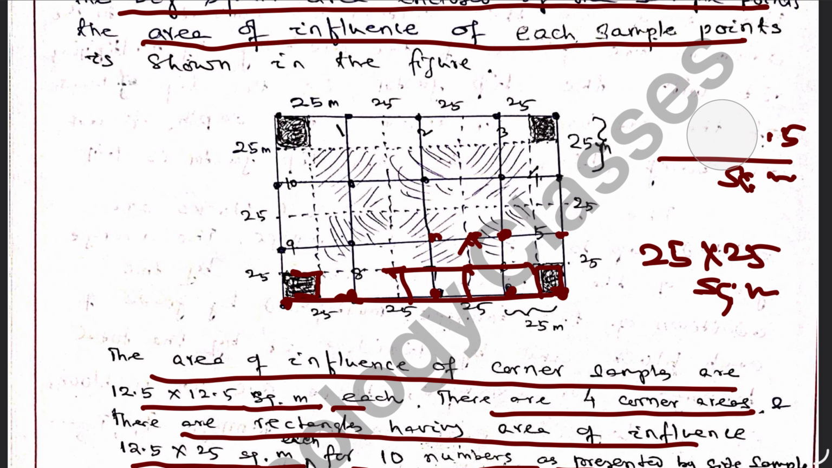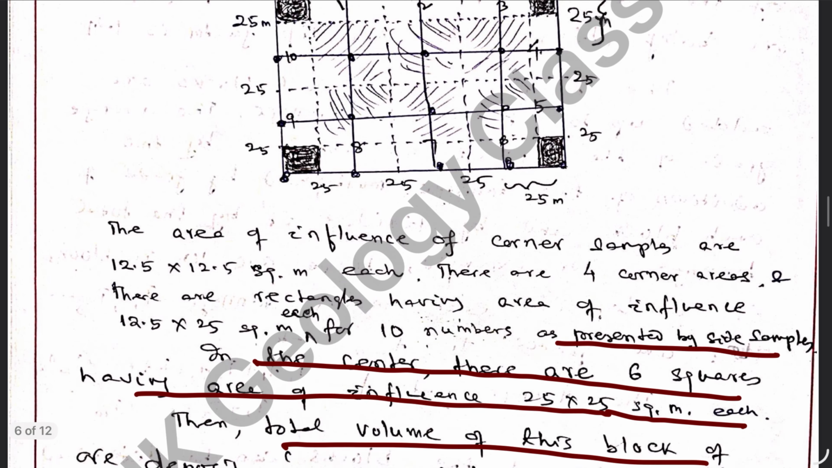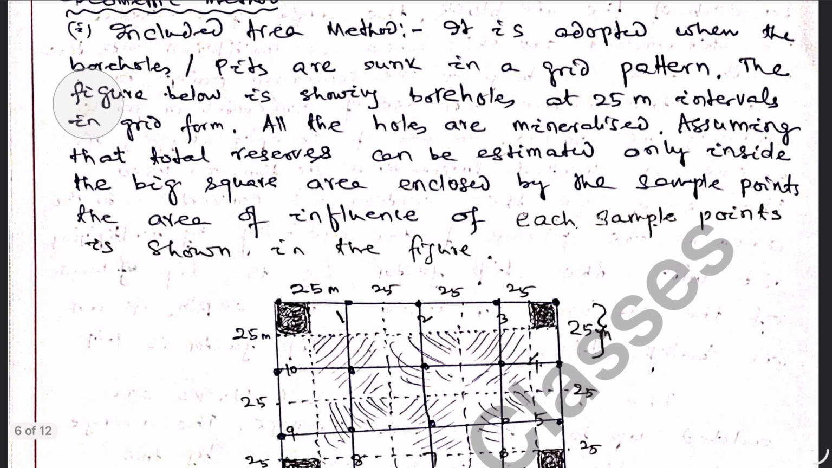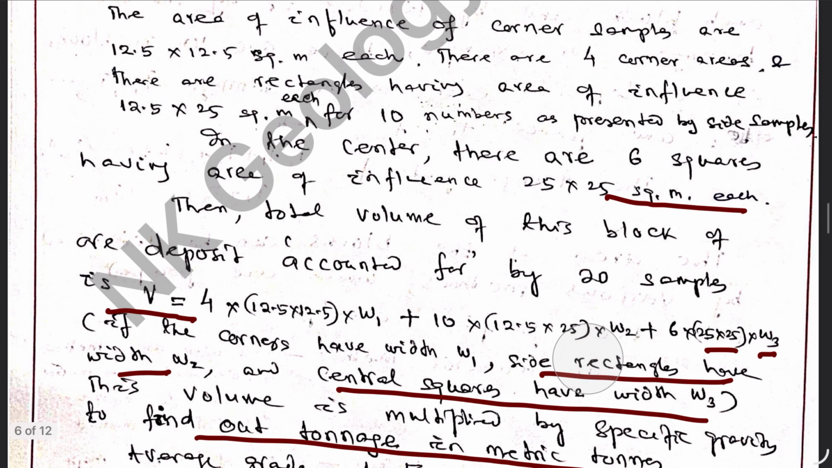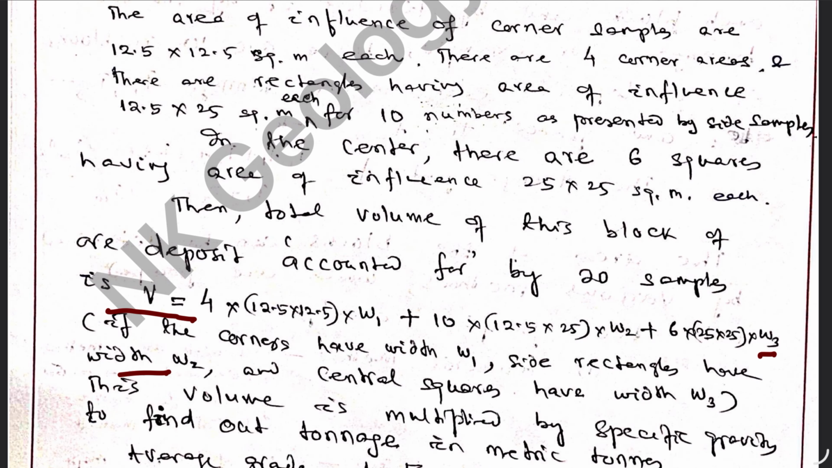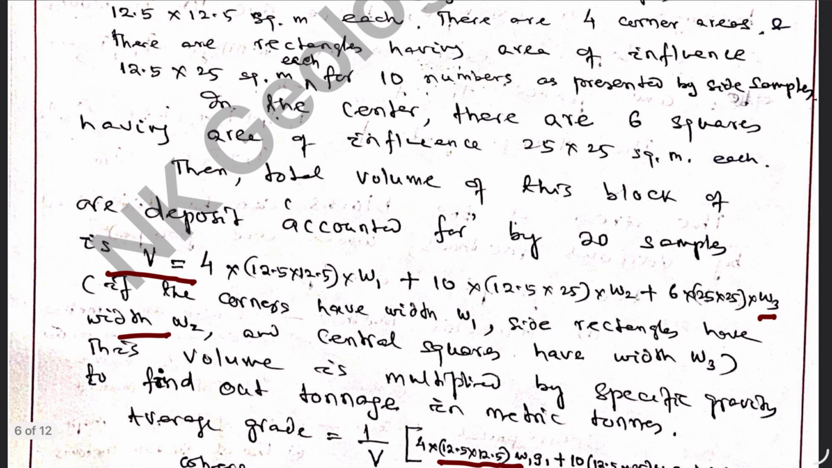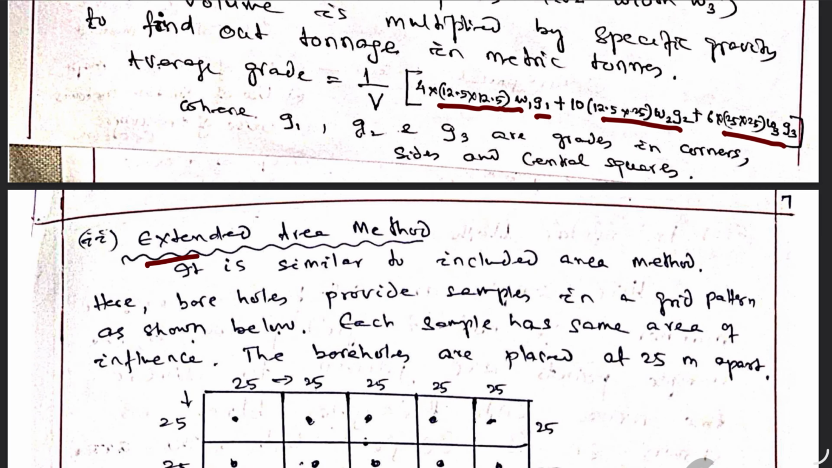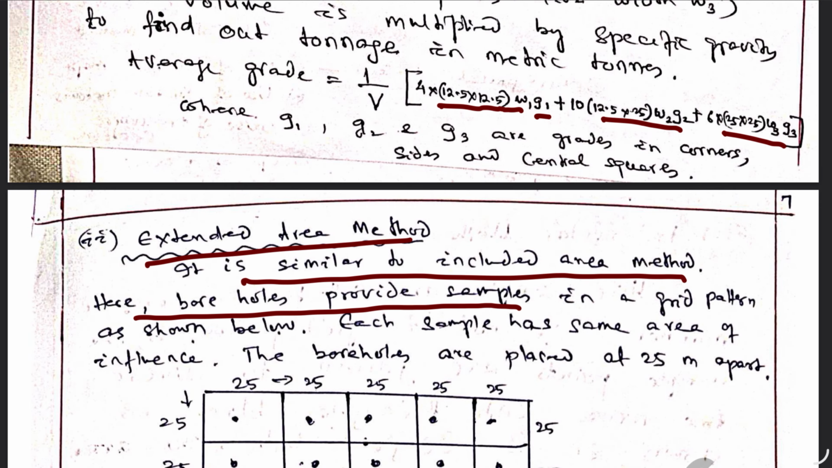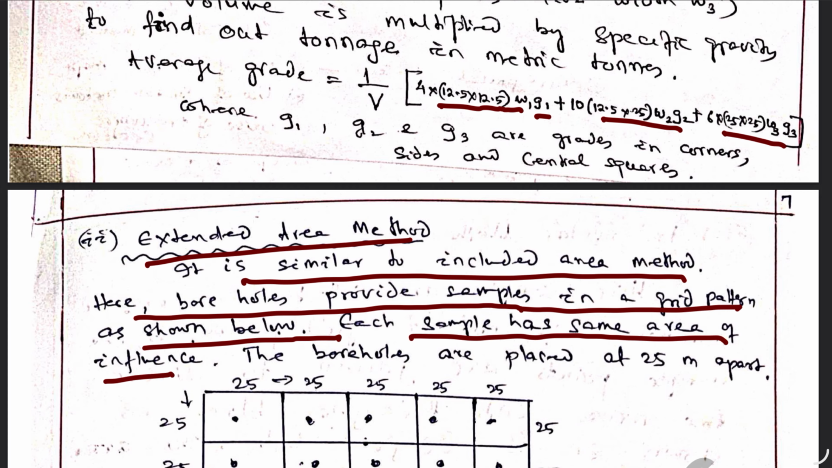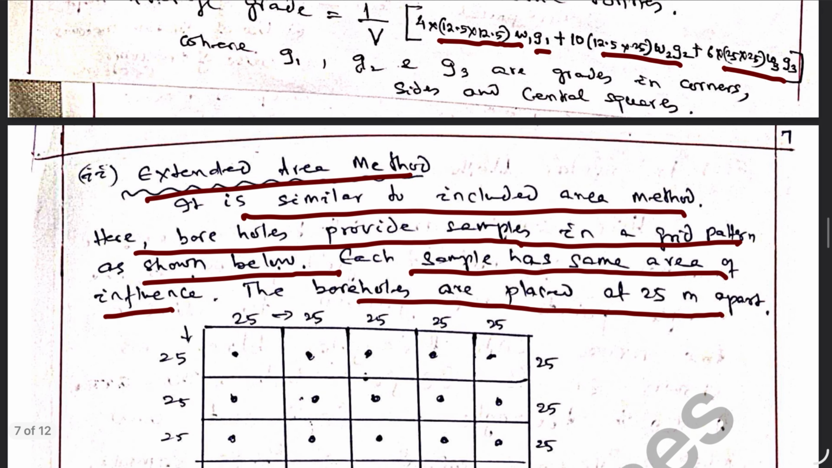Now let us discuss the extended area method of calculation of the volume. In extended area, the area of influence is taken into account. So this is the extended area method. It is similar to the included area method, but the boreholes provide samples in a grid pattern as shown below. Each sample has the same area of influence. The boreholes are placed at 25 meter apart.